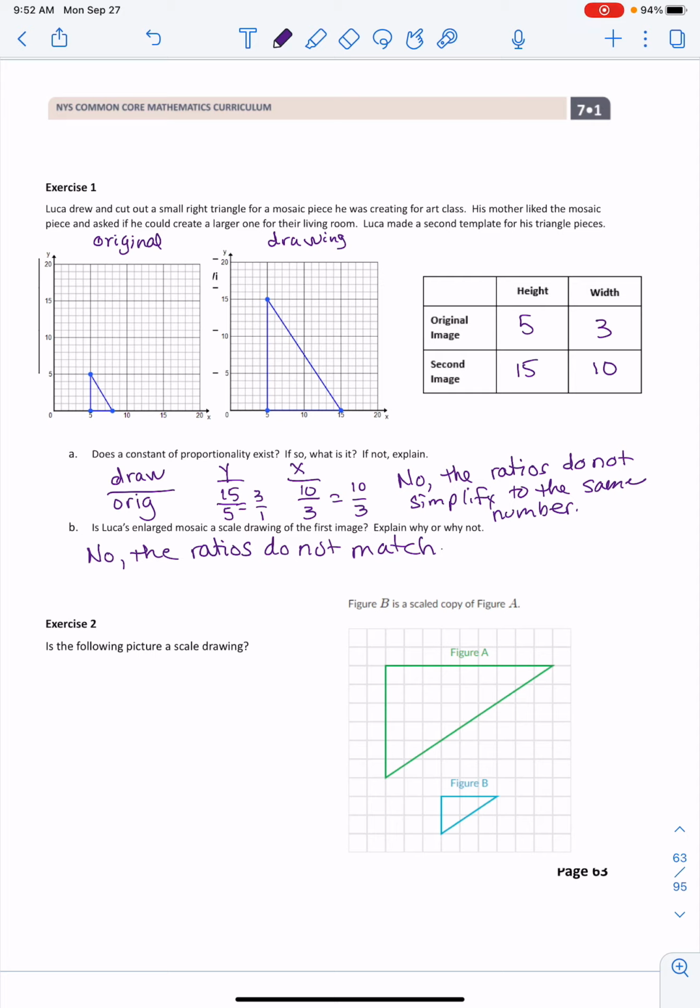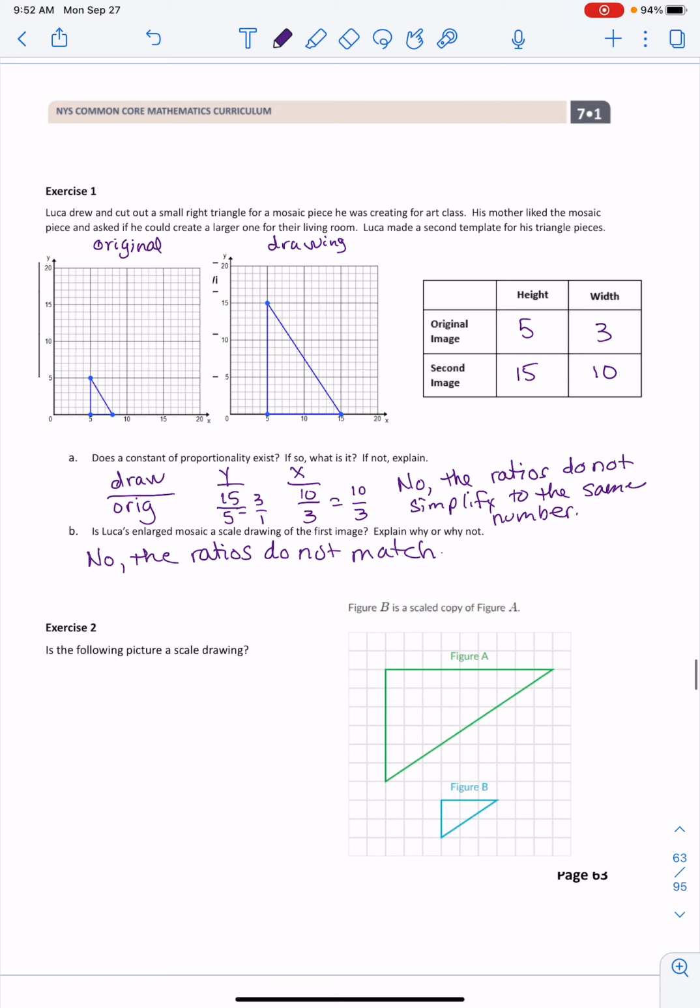On yours at home, you do not have this, so we have to put it in. So you have 9 units here. Down here is 3 units. This is 6 units. And this is 2 units.